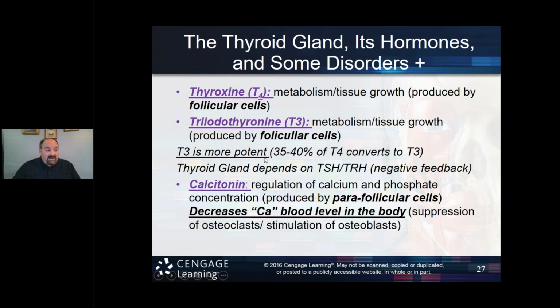T3 is more potent in its action. T4 is converted to T3, depending upon where you're at in the body. The liver and the kidneys are very active in converting T4 to T3, and it just has one less iodine attached, right? So here we have triiodothyronine, right? That would be T3. And know that there's a feedback loop that takes place between the hypothalamus, the pituitary gland, and the thyroid gland. I'm going to show you an image of that also in just a moment.